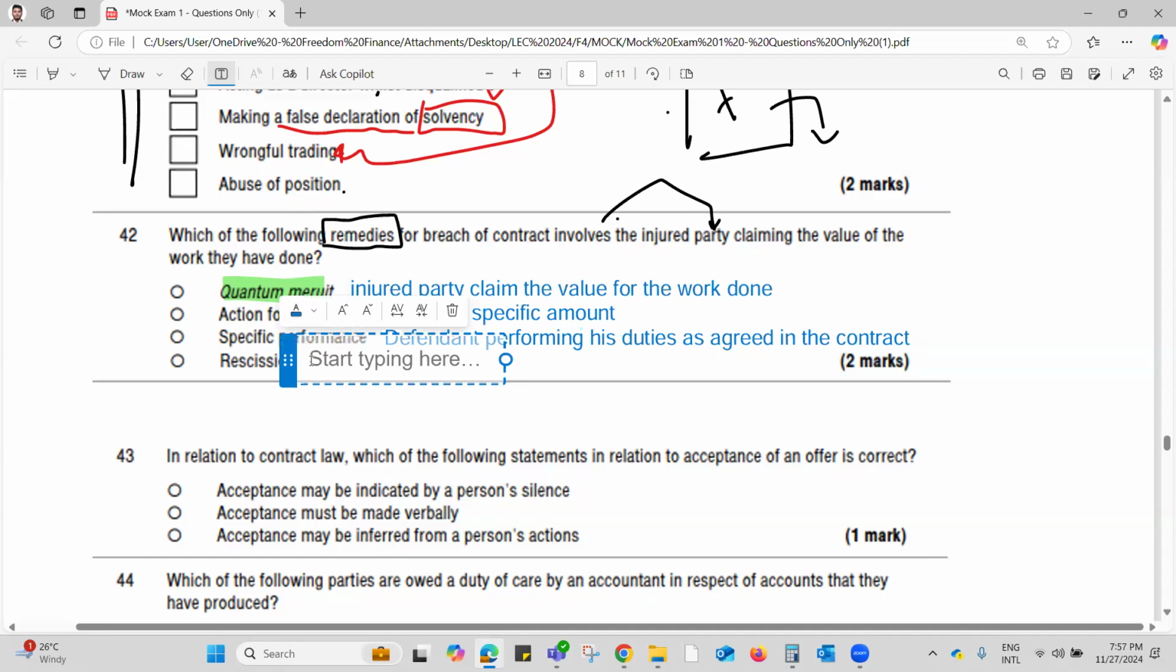So what is rescission? Rescission means you are reversing things. You are reversing back. You're putting the parties back to the pre-contract situation. Before the contract, how you would have been. So it's reversing back to a pre-contract situation.